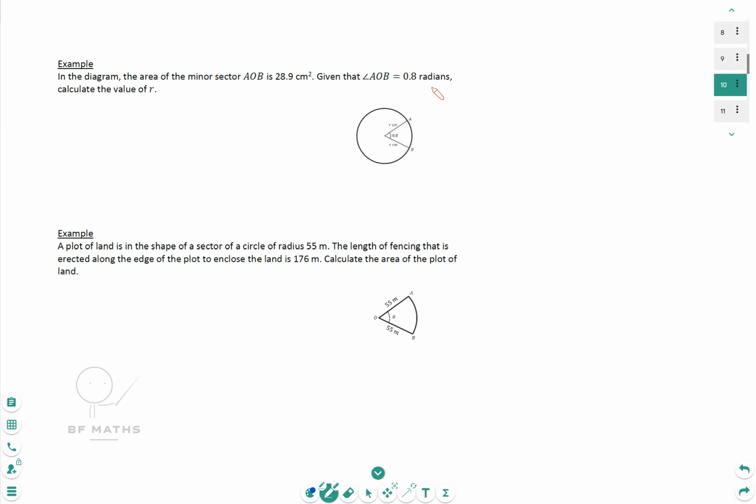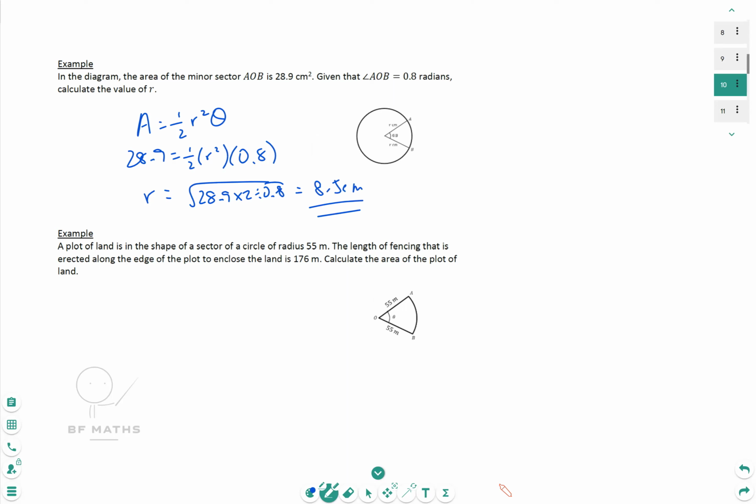So we know the area of a sector is half r squared theta. So 28.9 equals half times radius squared times 0.8. Therefore, we times it by 2 on the left-hand side, divide by 0.8, and square root. Basically making r the subject. r equals the square root of 28.9 times 2 divided by 0.8, which is 8.5 centimeters, rounded to one decimal place. Doesn't matter, really.